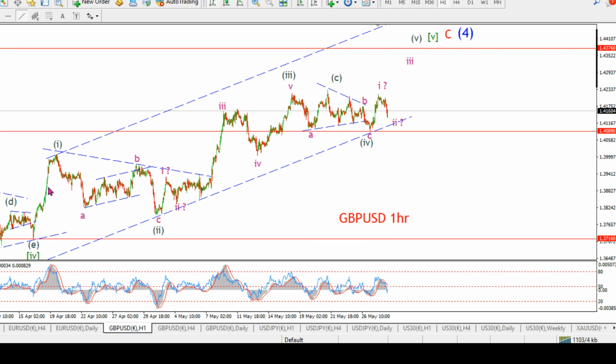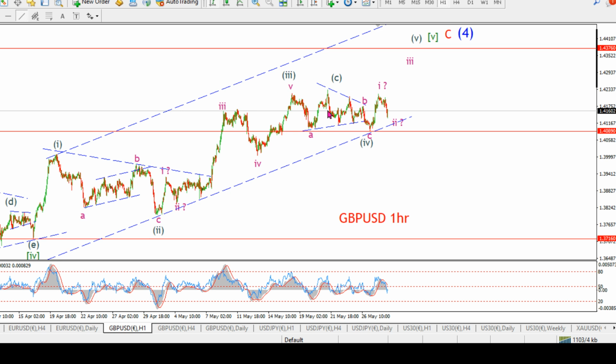We have that pattern here, the same pattern in the 4-hour count. It looks like this could be developing into wave 5 of 5. So we have 1, 2, an extension in wave 3, then an A.